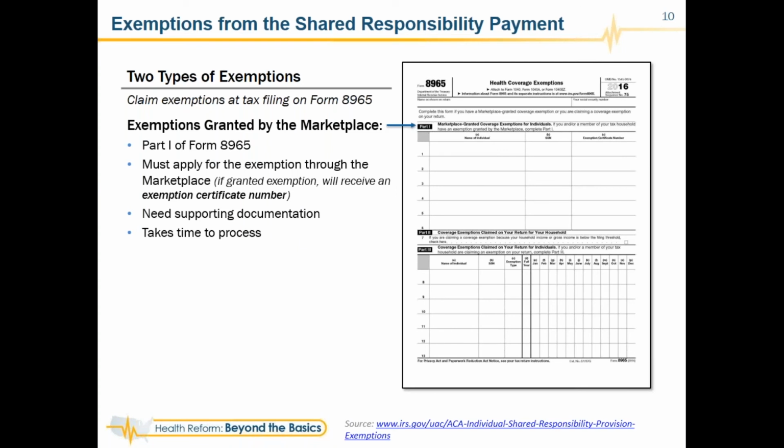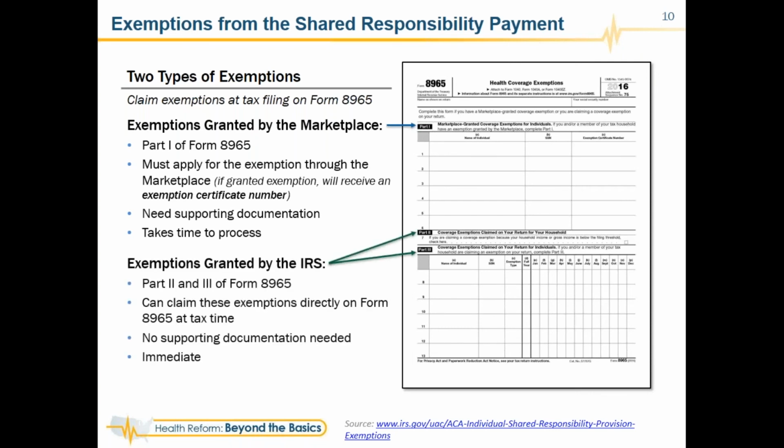The other sections of the form are for exemptions granted by the IRS. These are exemptions that are claimed at tax time without any supporting documentation necessary to include with the form, and they're granted automatically via the return. There's nothing else you need to fill out, no other forms, no other application to claim.